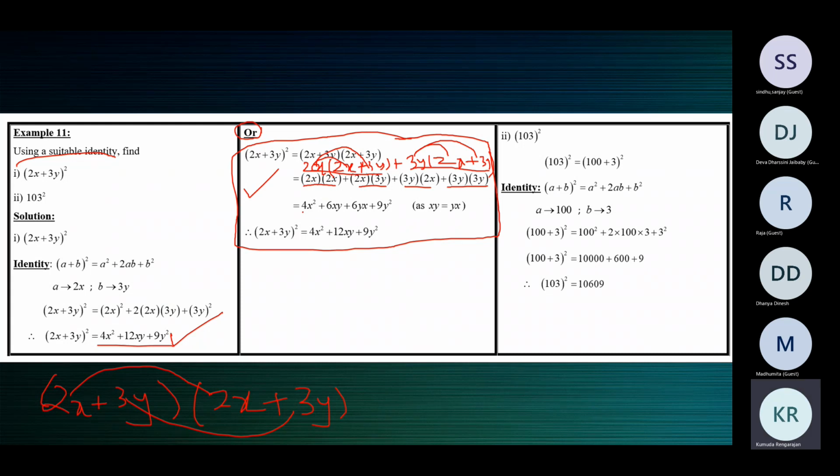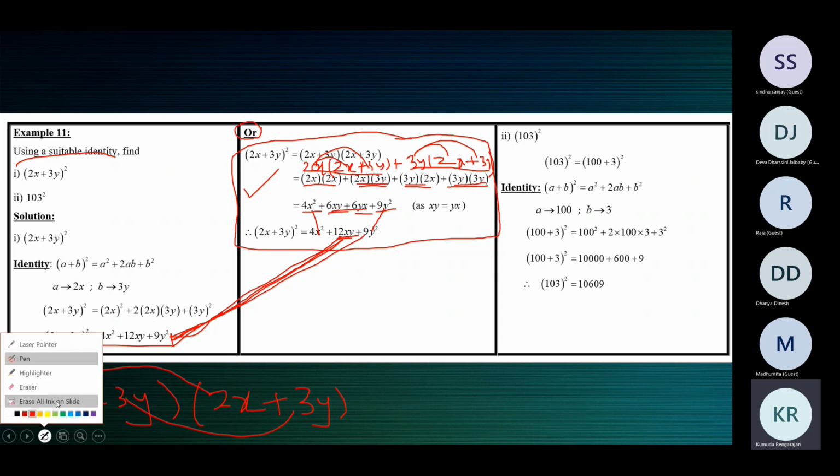Then 2x into 2x is 4x squared. This is 6xy. This is 6yx. xy, yx both are the same. And this is 9y squared. And you can see 6 plus 6 is 12. 12xy, 4x squared, 9y squared. Like terms, 12xy. And you get the same answer in both the cases: 4x squared, 12xy, 9y squared. But here we have to use the identity because the heading is using a suitable identity.